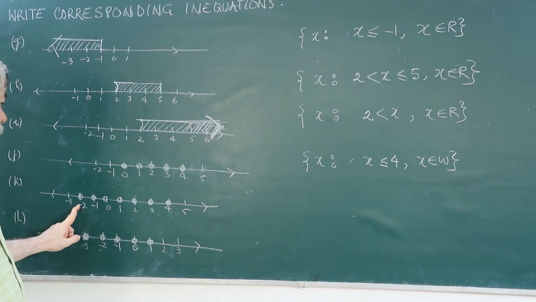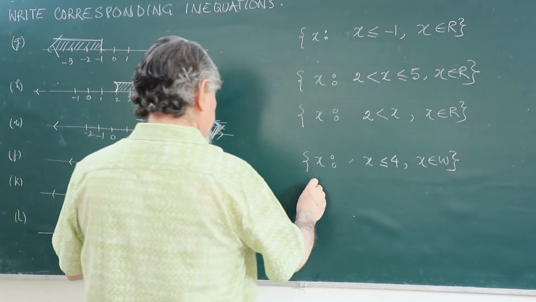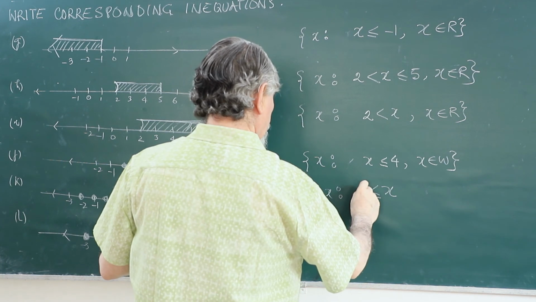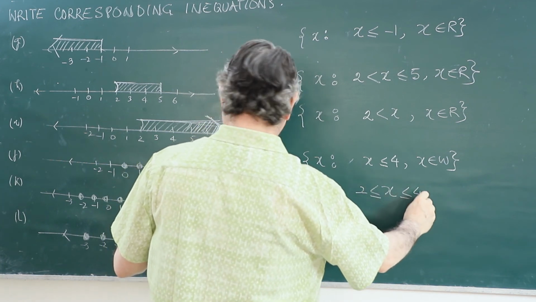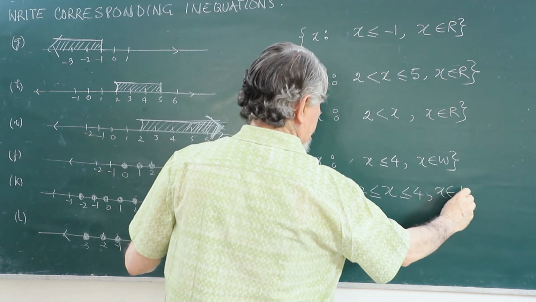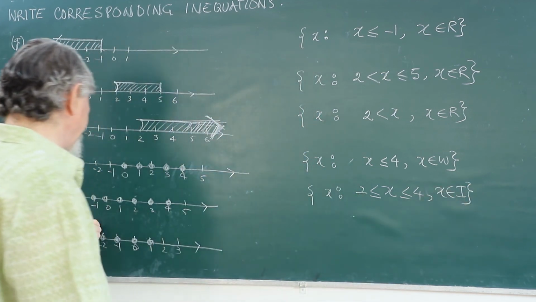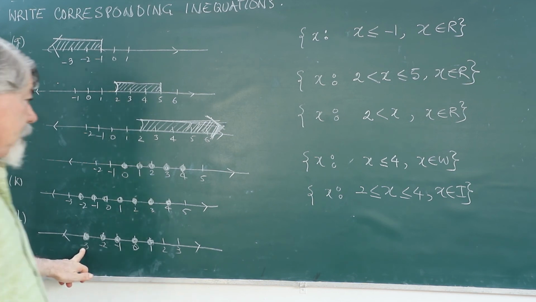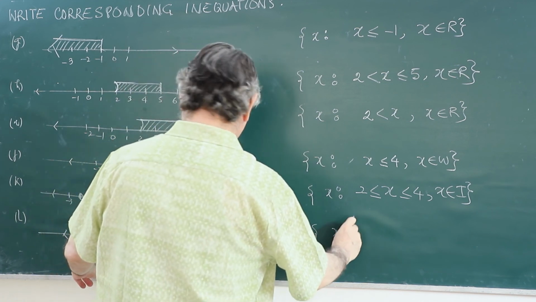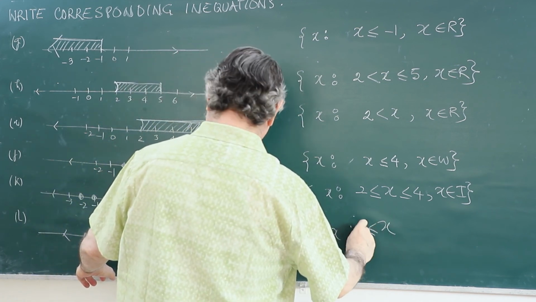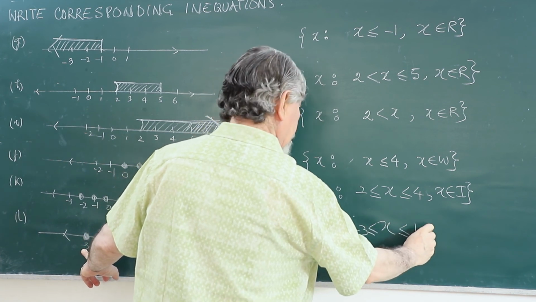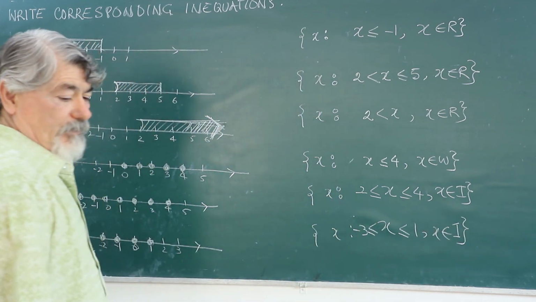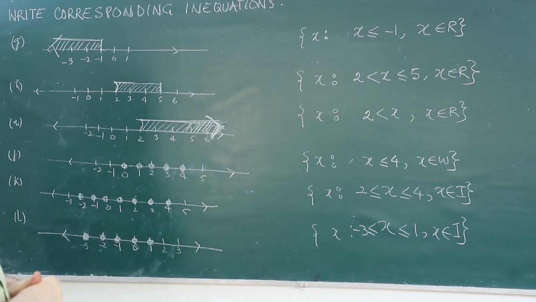Here the set starts from minus 2 to 4. So I would say x such that x is greater than or equal to minus 2, less than or equal to 4. X belongs to the set of integers, because negative numbers as well as positive numbers are there. Then here also it is a set of integers. X such that x is greater than or equal to minus 3 and less than or equal to 1, x belongs to the set of integers. So you have to choose your points correctly and see what kind of set it is.